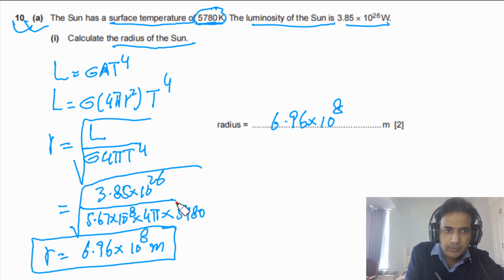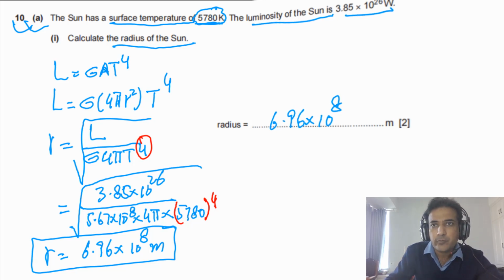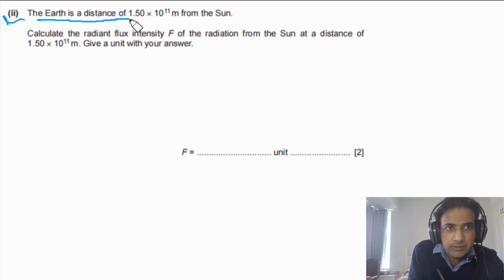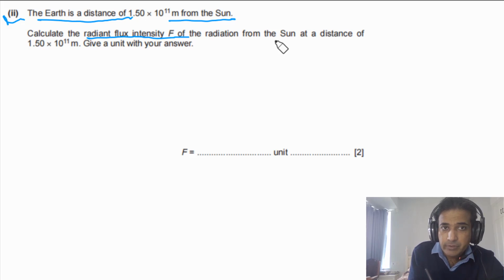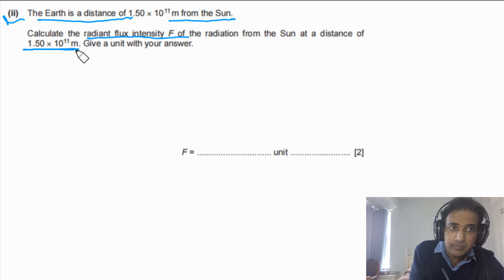Just a little typo here. The power of this one is 4, because here we have 4, so the power here also has to be 4. The second part says the earth is a distance of 1.50 times 10 to the 11 meters from the sun. Calculate the radiant flux intensity F of the radiation from the sun at a distance of 1.50 times 10 to the 11 meters.